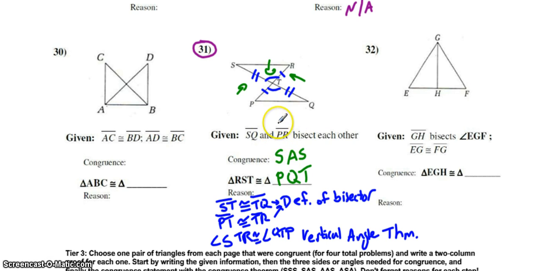31 is especially difficult because we have to write down all three of our reasons in the bottom here, which says reason, because nothing is really given to me. I've got to think it all up. I've got to know what a bisector is. I've got to be able to recognize vertical angles, all that stuff.